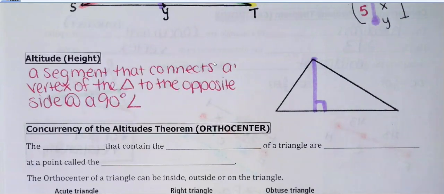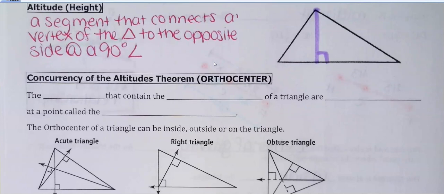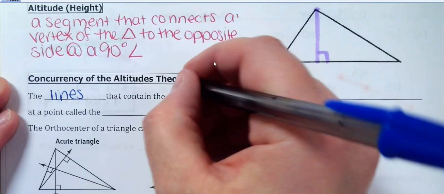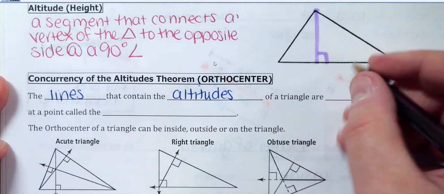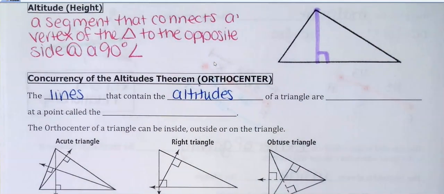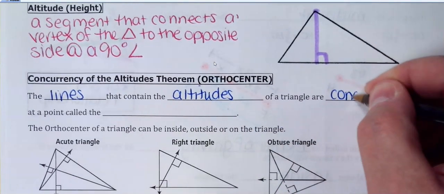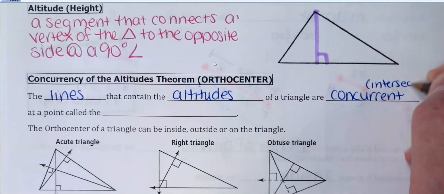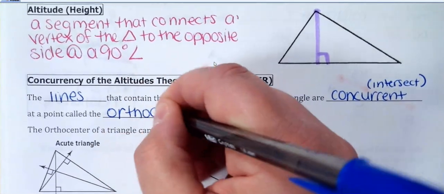If you draw all three of those for any triangle, they will intersect in a point, and it's called the orthocenter. And that's what we're going to write down right underneath here. So this is going to say the lines that contain the altitudes of a triangle, and I'm going to explain that with the diagrams underneath, are going to be concurrent, which again just means they intersect at the same point. And that point is called the orthocenter.